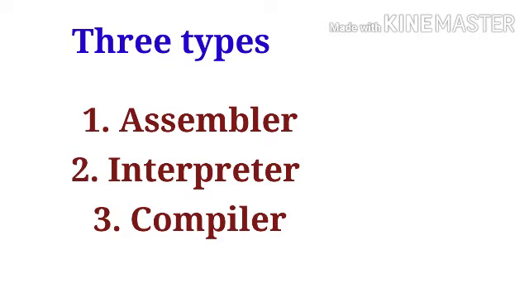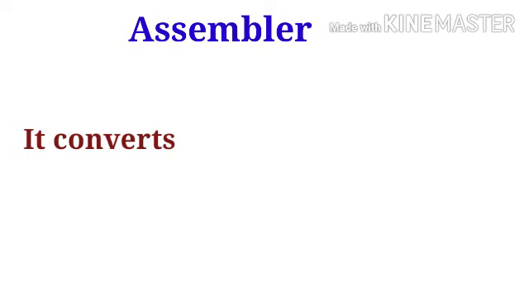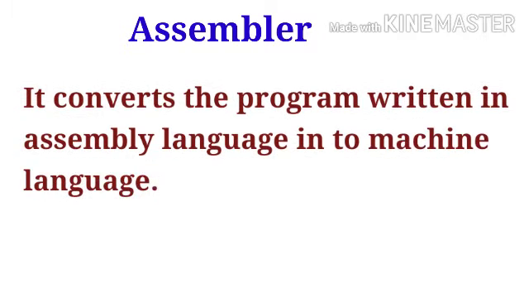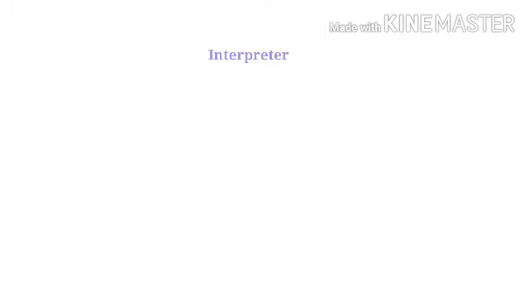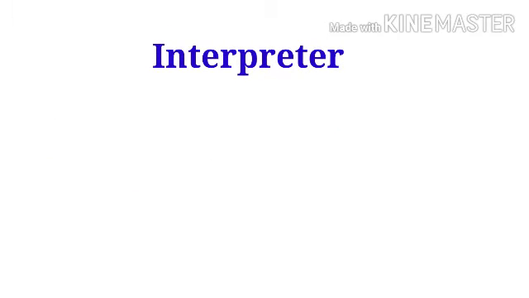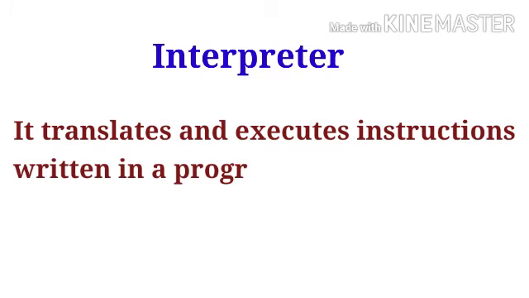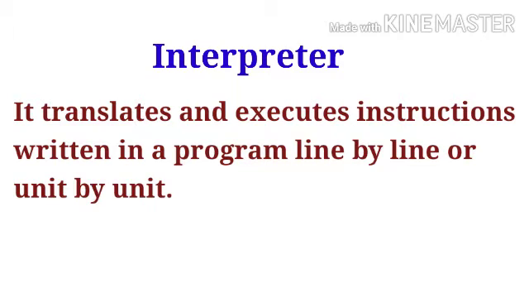First one, assembler. This language processor converts the program written in assembly language into machine language. Second one, interpreter. An interpreter is a type of system software that translates and executes instructions written in a computer program line by line or unit by unit.